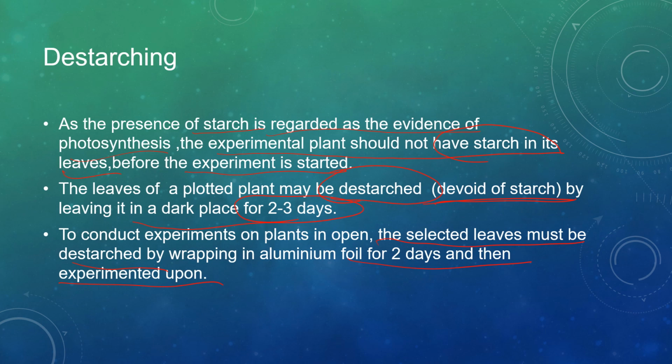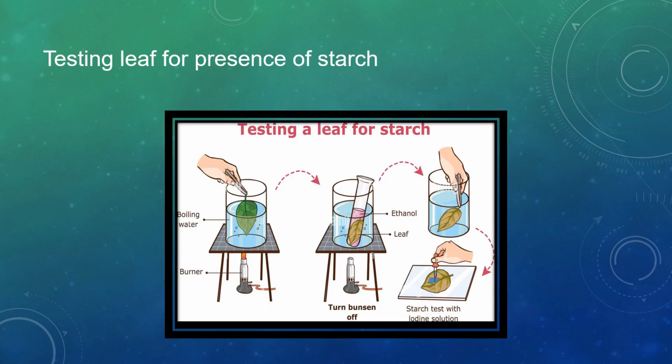So let us first move on to the experiment. Now we can see here it is an experiment which is a test for the presence of starch. So what this experiment is telling you, it is testing the leaf for the presence of starch. Okay, so here we can see the experimental setup.